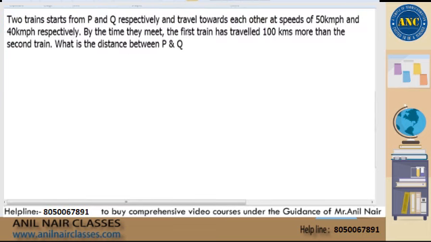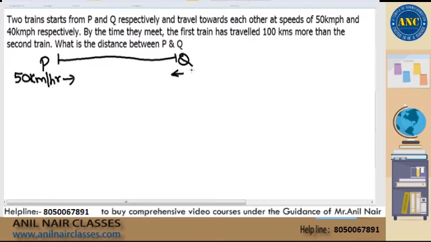Now see here. Question is, two trains start from P and Q respectively and travel towards each other at speeds of 50 kilometers per hour and 40 kilometers per hour respectively. Write the diagram. This is the first statement. Next, by the time they meet, at some point they will meet, the first train has traveled 100 kilometers more than the second train, right? The first train has traveled 100 kilometers more than the second train.